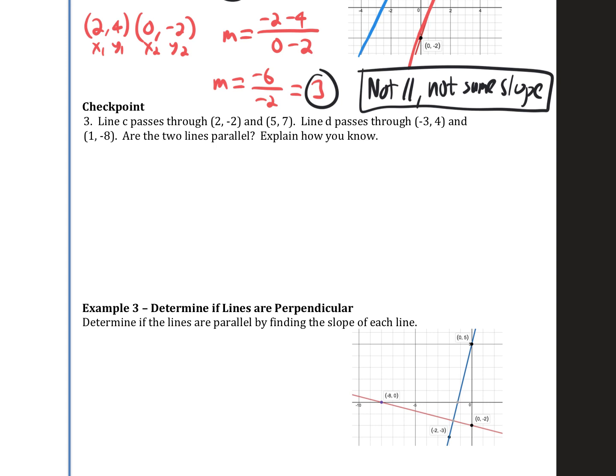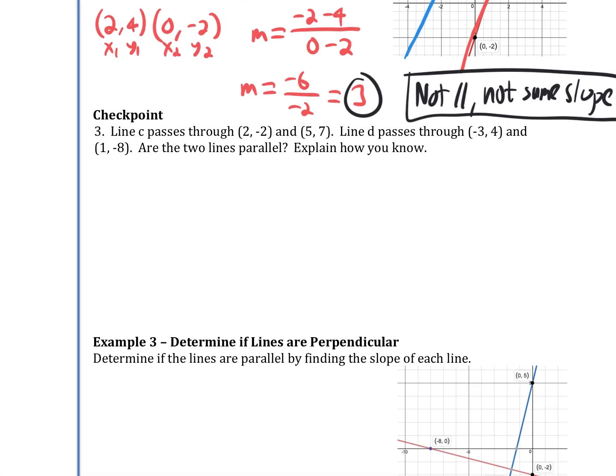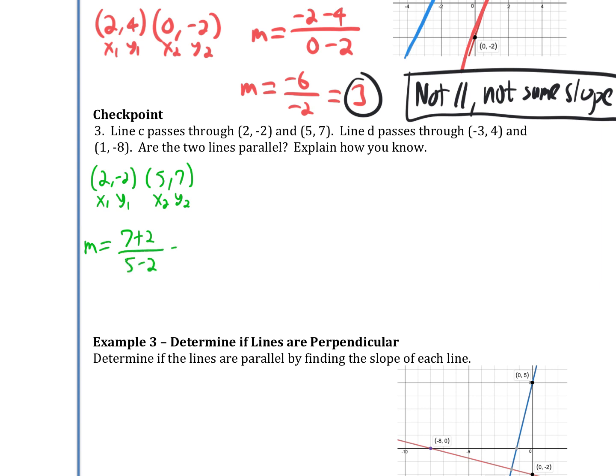All right, sounds good. So we have 2 points here. We have 2, -2, and 5, 7. And we're going to do our slope formula. We're going to figure out if these are parallel or not. So m equals 7 plus 2 over 5 minus 2. So that's going to be 7 plus 2 is 9, over 5 minus 2 is 3, which equals 3. So the slope of the other one should also be 3 if they're going to be parallel.